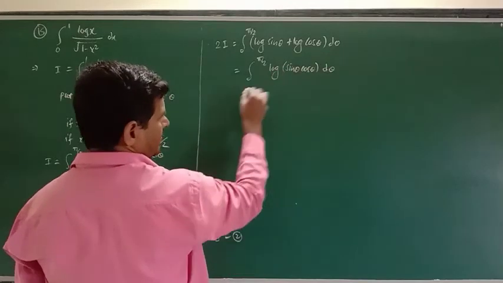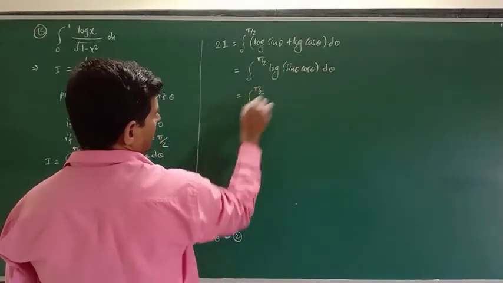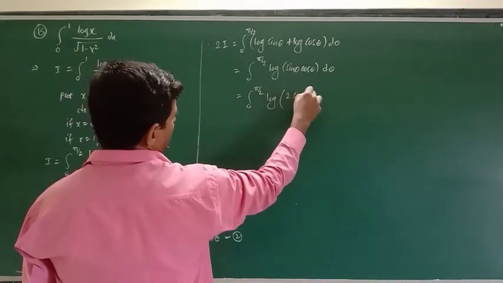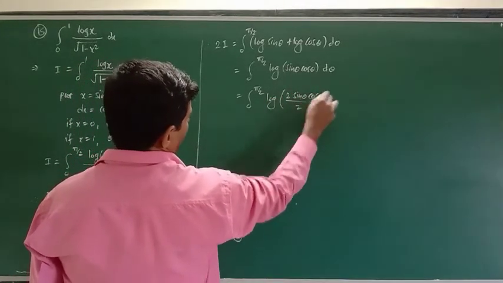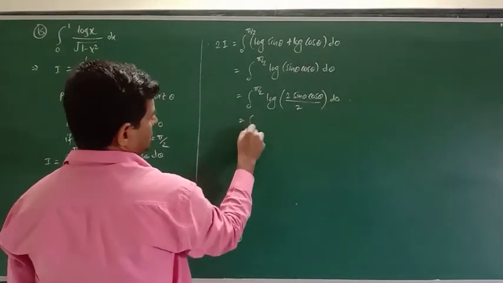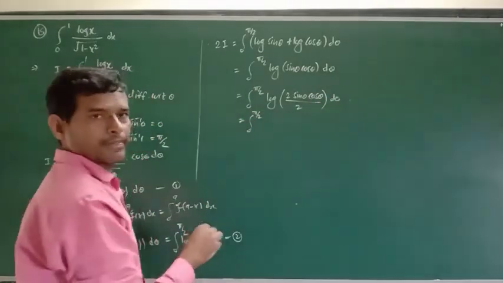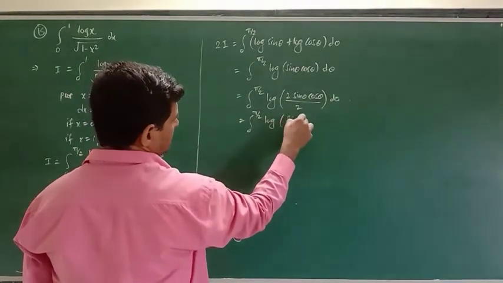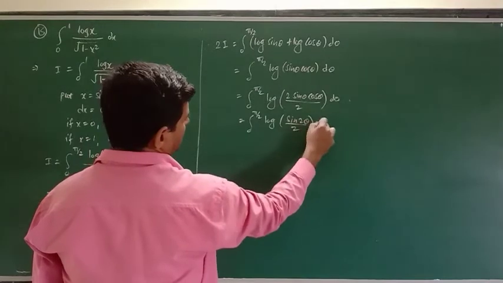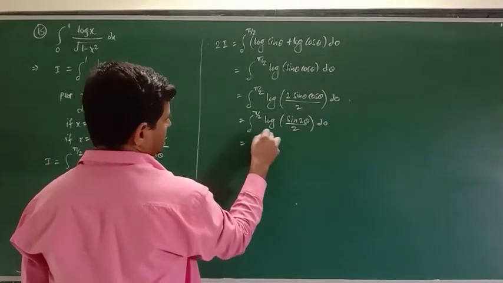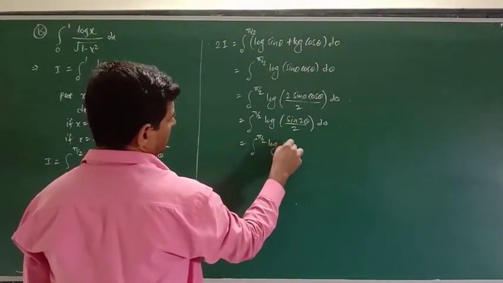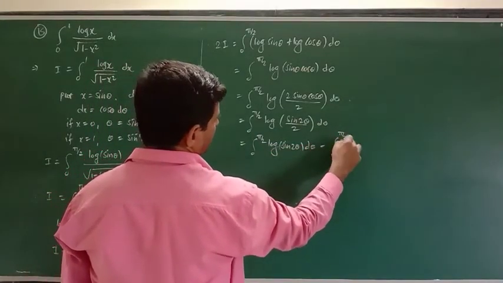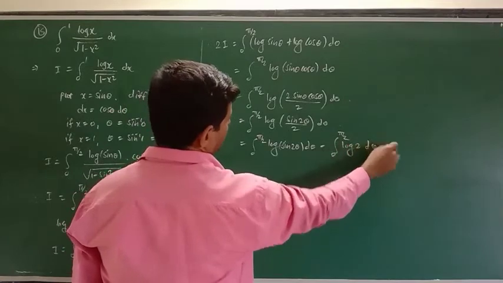I multiply by 2 and divide by 2: the integral from 0 to pi by 2 of log of 2 sin theta cos theta upon 2 d theta. The formula for that is 2 sin theta cos theta is sin 2 theta. So log of sin 2 theta upon 2 d theta. So the integral is the integral from 0 to pi by 2 of log of sin 2 theta d theta minus the integral from 0 to pi by 2 of log 2 d theta.